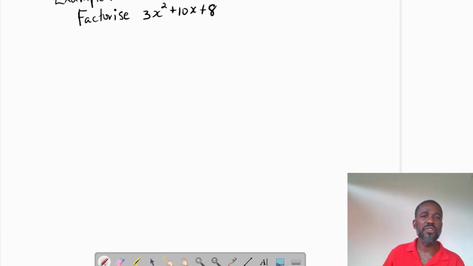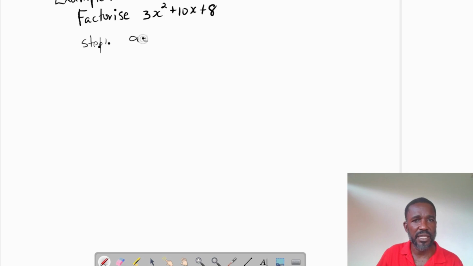So here we are told to factorize 3x squared plus 10x plus 8. Again, for step 1, what are we going to do? We are going to identify a, b, and c. So in this case, a is equal to 3, b is equal to 10, and c is equal to 8.